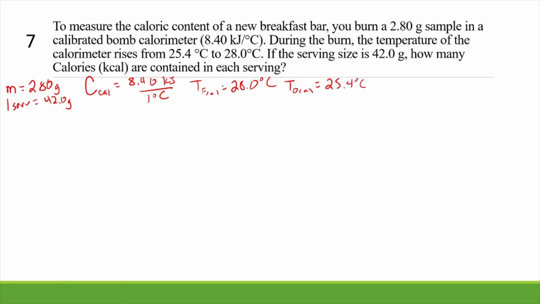25.4 degrees Celsius. So then delta T is 2.6 degrees Celsius. Let's write that a little nicer. There.